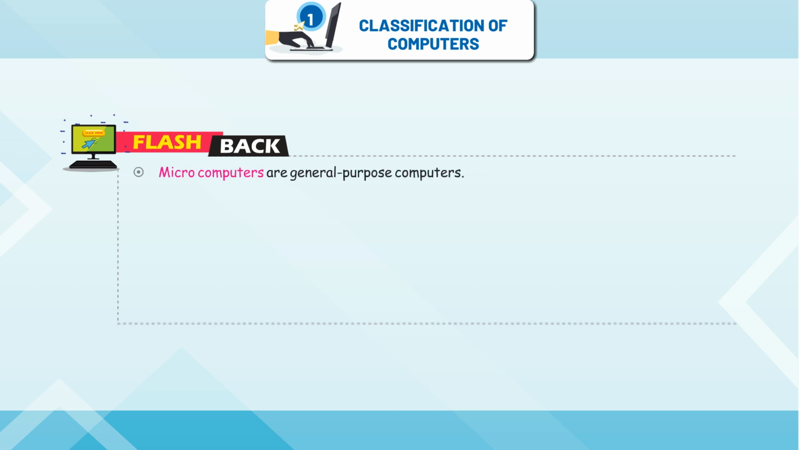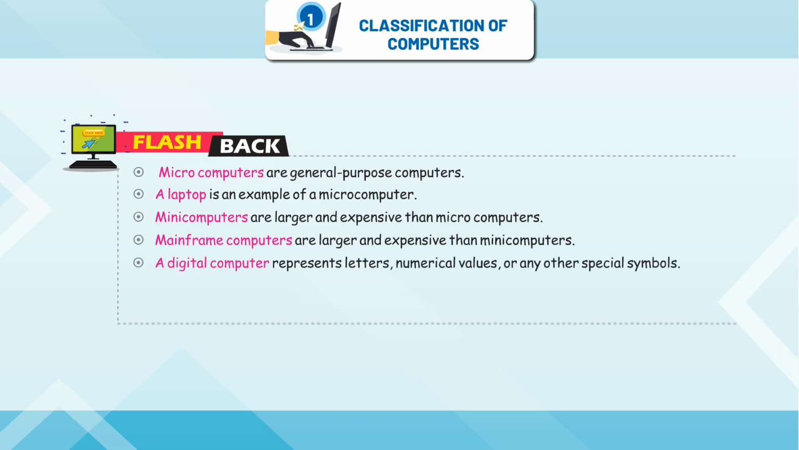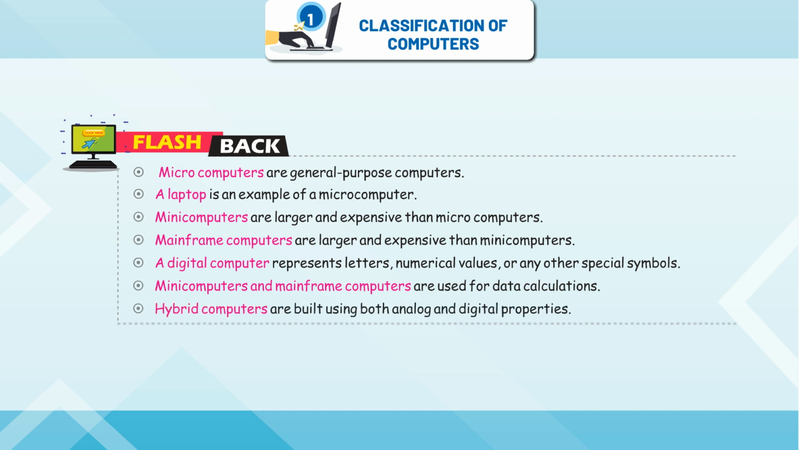Flashback. Microcomputers are general-purpose computers. A laptop is an example of a microcomputer. Mini-computers are larger and expensive than microcomputers. Mainframe computers are larger and expensive than mini-computers. A digital computer represents letters, numerical values, or any other special symbols. Mini-computers and mainframe computers are used for data calculations. Hybrid computers are built using both analog and digital properties.